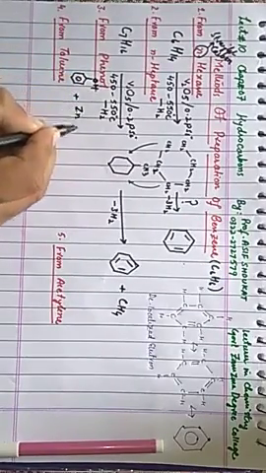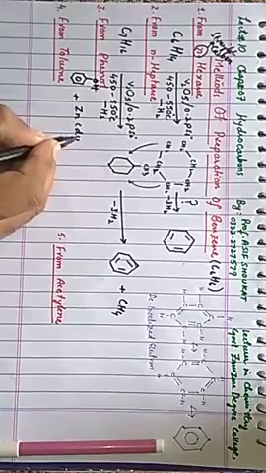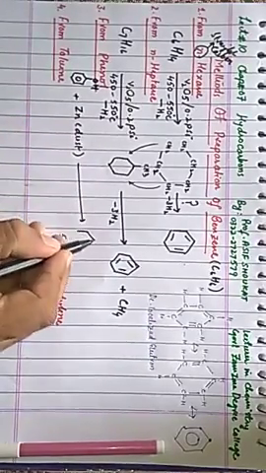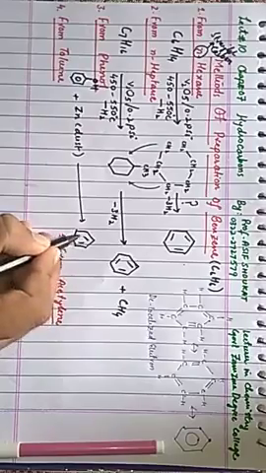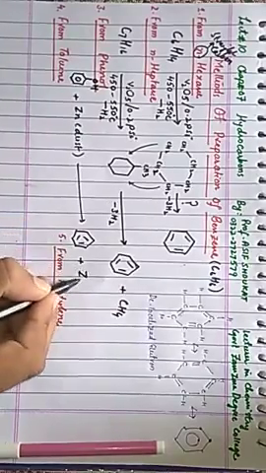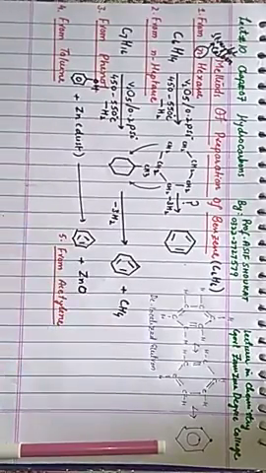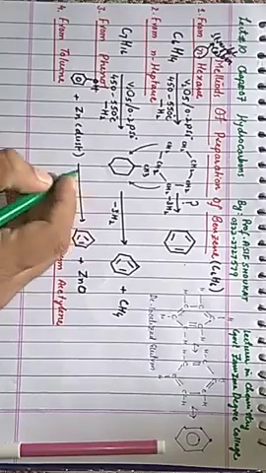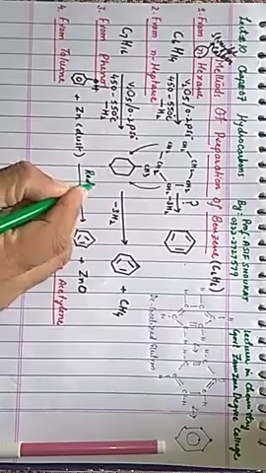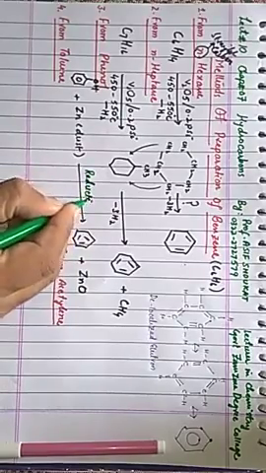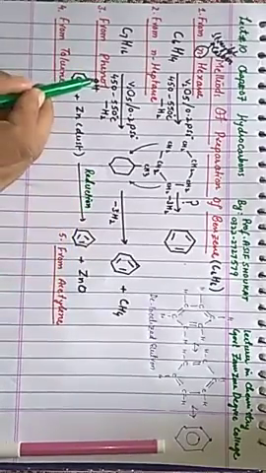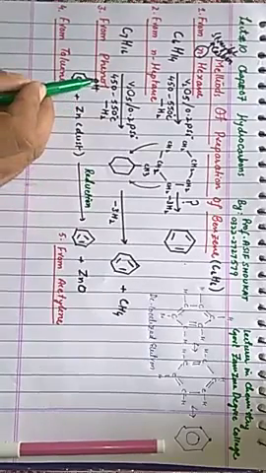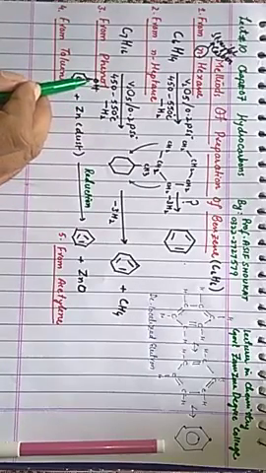Zinc dust is used to remove oxygen. It will produce benzene ring along with zinc oxide. You can identify this reaction as a reduction. Why reduction? Because removal of oxygen takes place. This oxygen is being replaced due to zinc dust. Removal of oxygen is reduction.